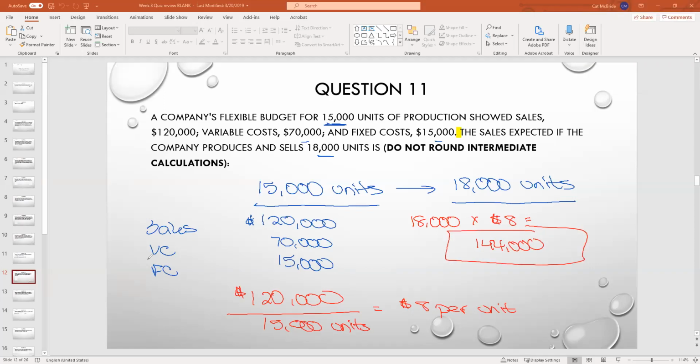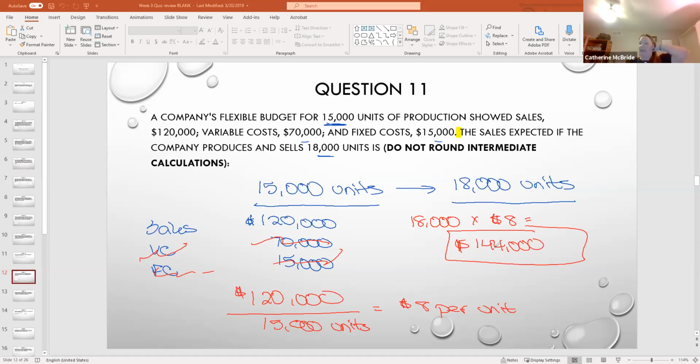Now we would utilize the variable costs if they were asking how much it costs, or the profit, or the contribution margin. Sounds good.